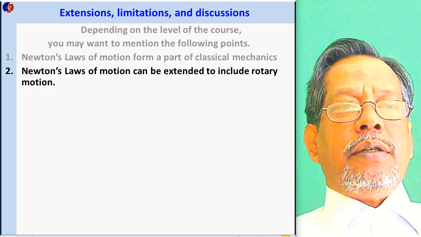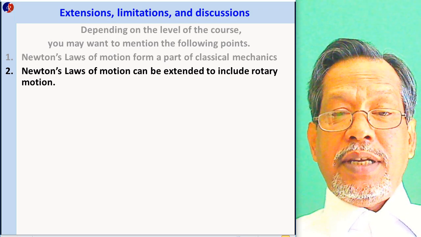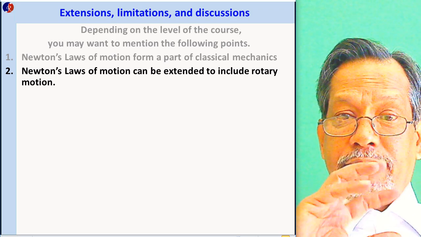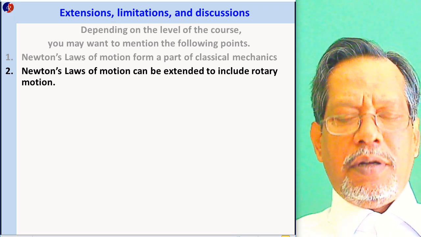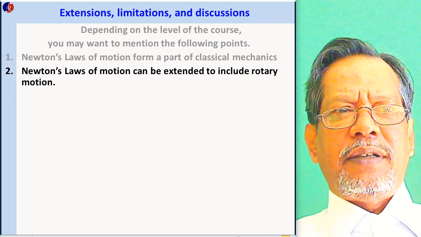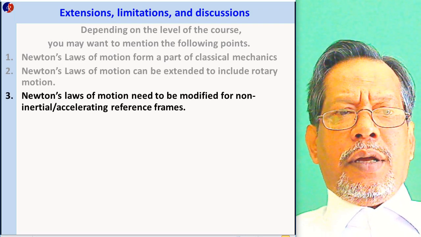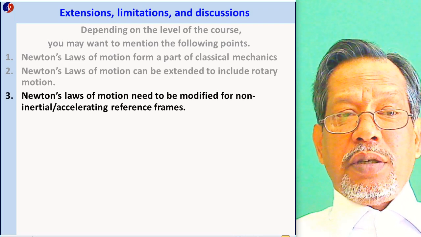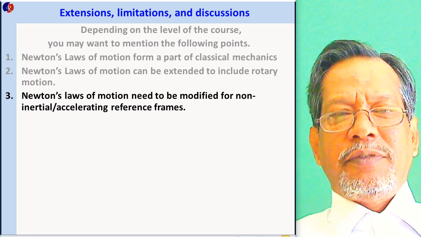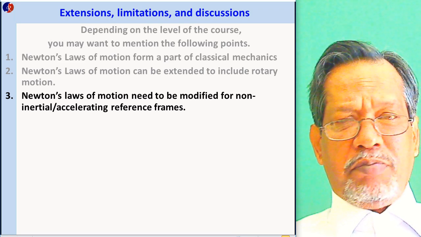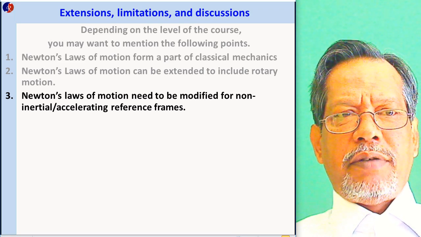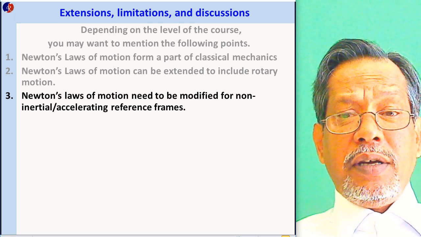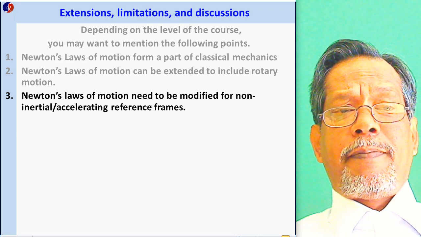Okay. Newton's laws of motion can be extended to include rotary motion. We are talking about straight line motions till now. Rotary motion also, we have to modify it a little bit. For inertial or accelerating reference frames, also Newton's laws of motion don't apply directly. You have to modify that. You have to find out what inertial and acceleration, depending on the level of the course. Okay?